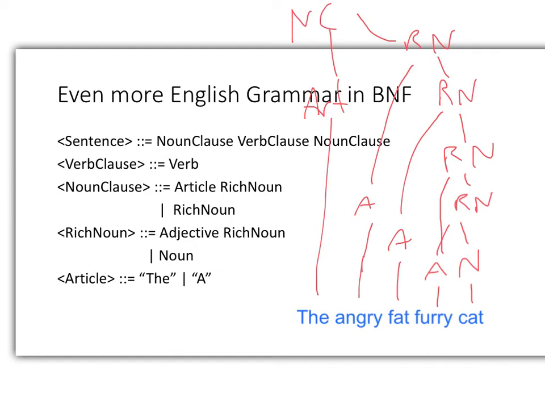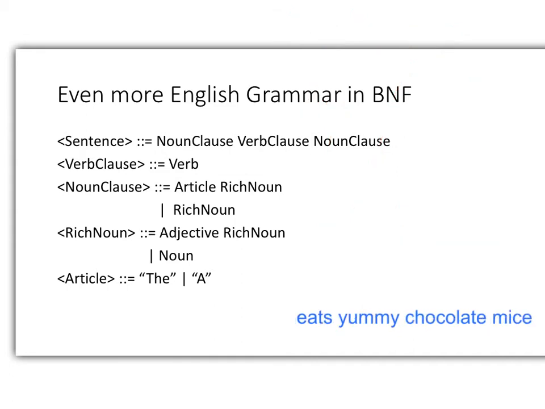Quite a complex grammar tree, but once you make the grammar tree, we can analyse and see the structure of that particular sentence. Just give you another moment to look at that, and then I'll show you the rest of the sentence. So the rest of the sentence is, eats yummy chocolate mice. So this part's probably a bit easier.